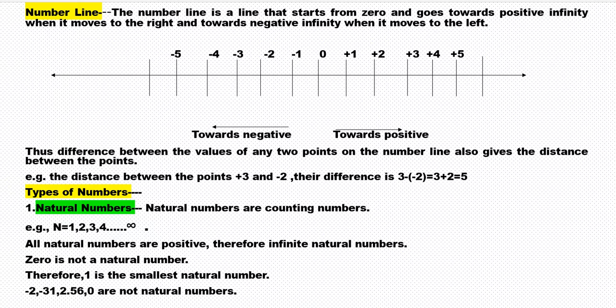Now come to the number line. What is a number line? A number line is a line that starts from 0 and goes towards positive infinity when it moves to the right and towards negative infinity when it moves to the left.